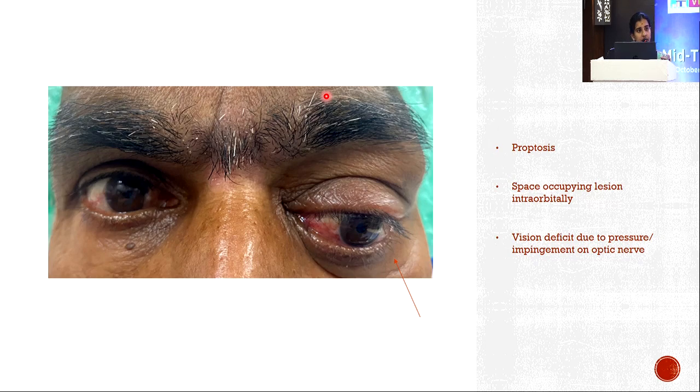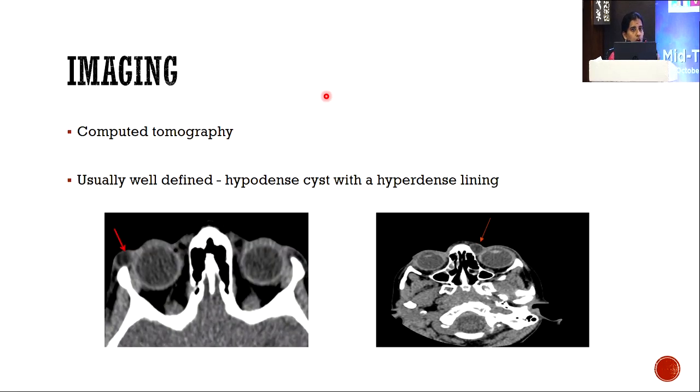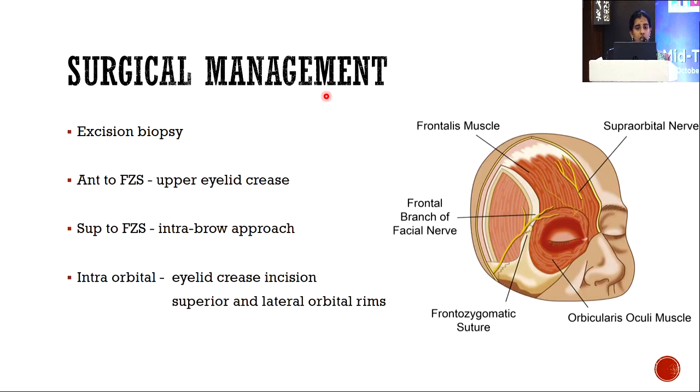Sometimes, as in this patient, the vision is almost 6/60, because the tumor is impinging on the optic nerve. His color vision was also deficient at the time of presentation. So the most commonly used imaging is computerized tomography, where we can usually see a well-defined hypodense cyst with a hyperdense lining. So coming to surgical management, excision biopsy is the treatment of choice.